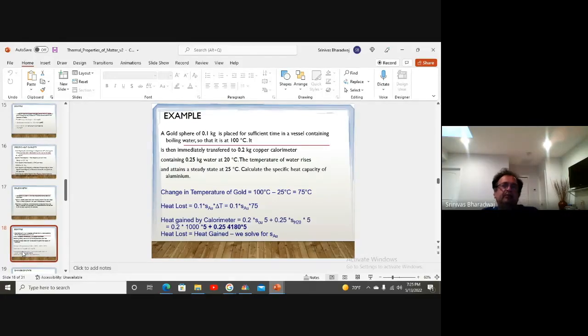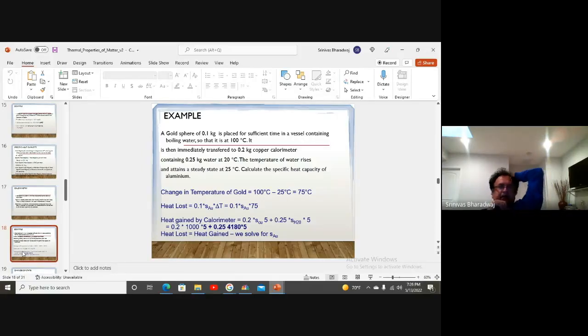So here they put a gold sphere for sufficient time in boiling water, so that it is at 100 degrees. It is then transferred to a calorimeter. So when you keep it in a boiling water container, the gold also becomes 100 degrees, right? So 0.1 times 100 degrees, then it is kept in water, and the resultant water is at 25 degrees steady state, right? So now the gold has lost how much temperature? 0.1 times specific heat of gold times 75 degrees. That is the heat lost by the gold.